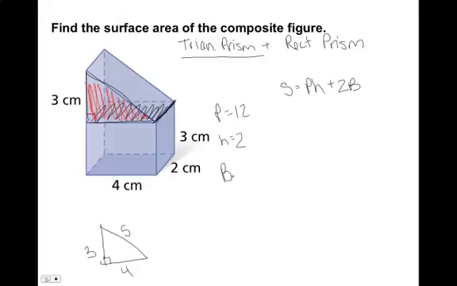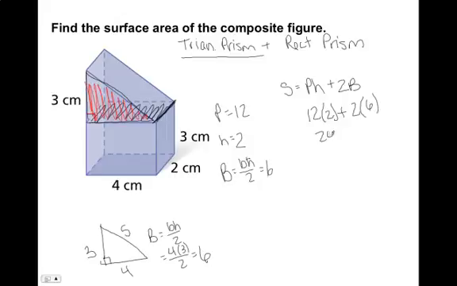We'll also need the area of the base, which remember is a triangle, so base times height divided by 2. Our base is 4, the height is 3. So I'm going to come down here and show my side work. Now we have all the information we need to find the total surface area of the triangular prism. So we have 12 times 2 plus 2 times 6, which gives us 24 plus 12, which gives us 36 square centimeters.